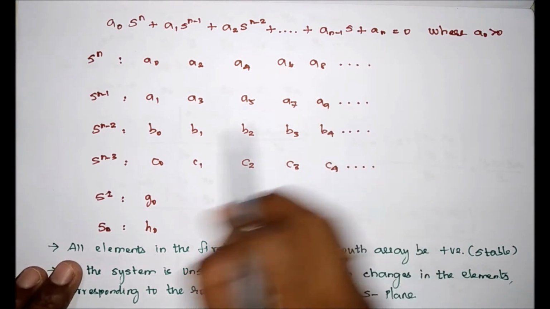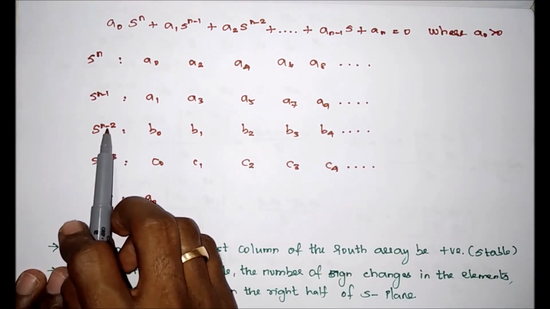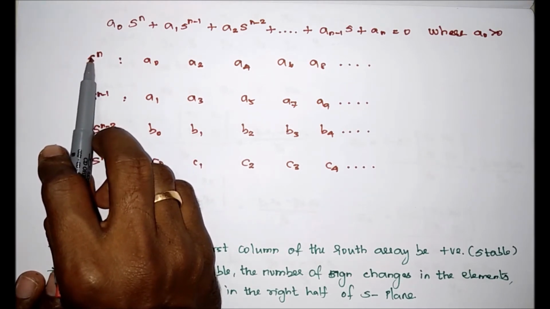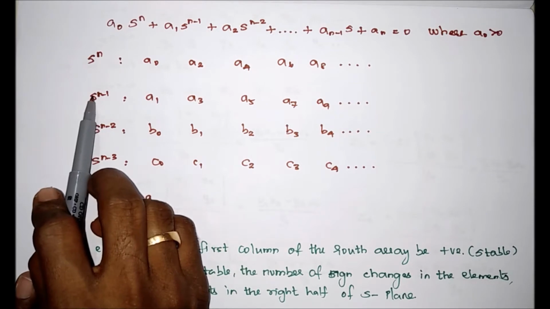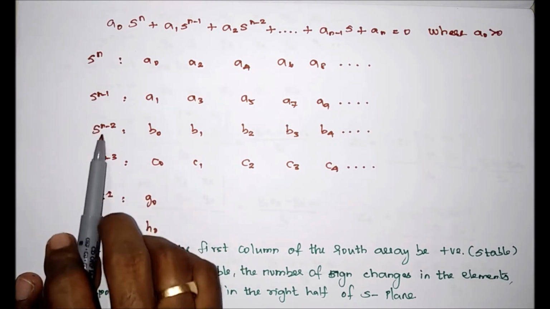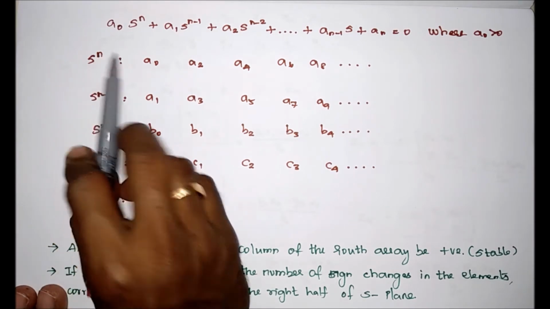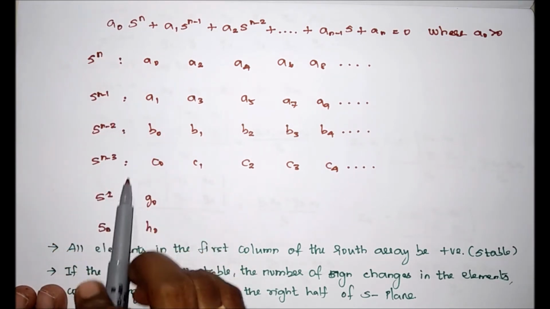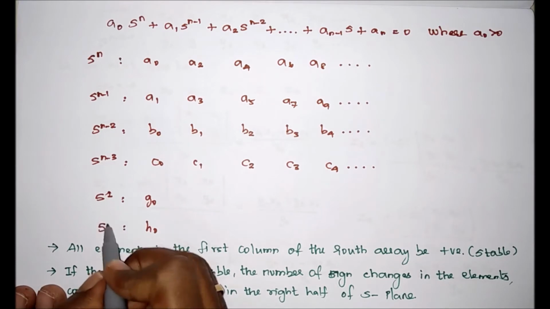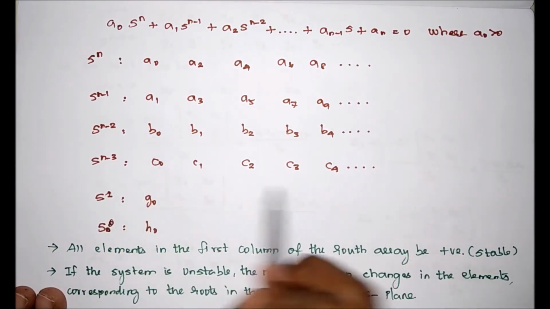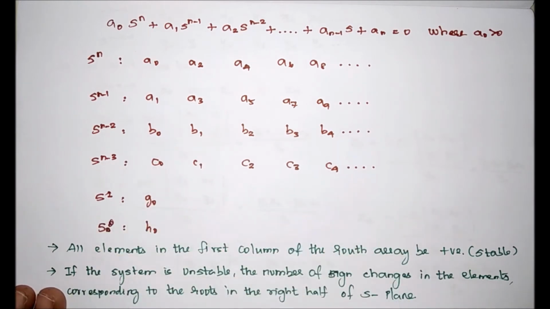Similarly, after writing the maximum s power and the next s power, we have to use a formula to calculate the forthcoming s power terms. Suppose this is s power n minus 1, n minus 2, n minus 3, up to s power 0. So we have to proceed like this. Actually, all this we have named for our convenience.